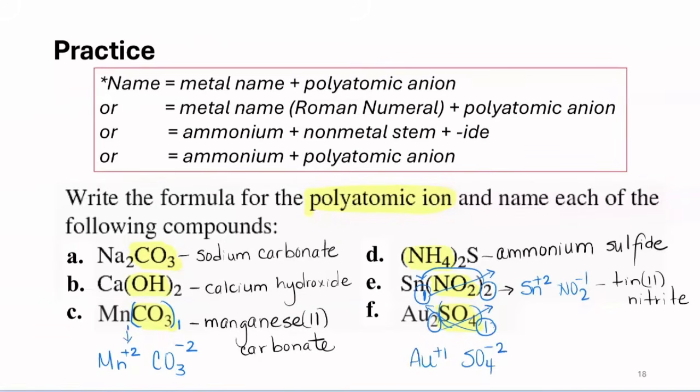We go to our table and we see that indeed SO4 is minus 2, so we can name this compound. And the correct name for it is going to be gold, Roman numeral 1, sulfate.